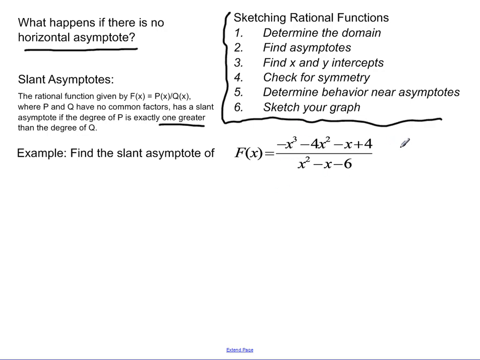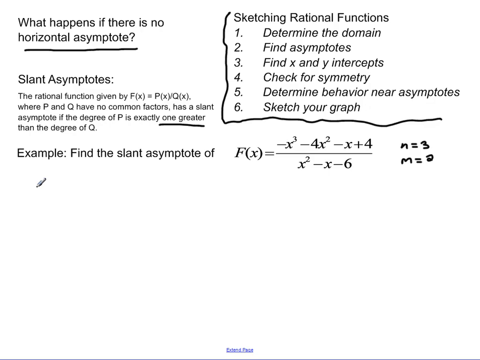We know that the degree of the numerator is 3 and that the degree of the denominator is 2. This fits the slant asymptote definition in this case, so the degree of the numerator is exactly 1 greater than the degree of the denominator, but it doesn't tell us how to find that slanted asymptote. And I'll tell you that the way that you really find that slanted asymptote is by doing long division.